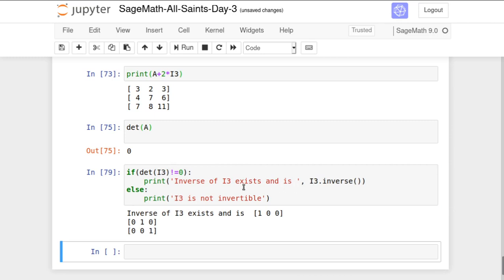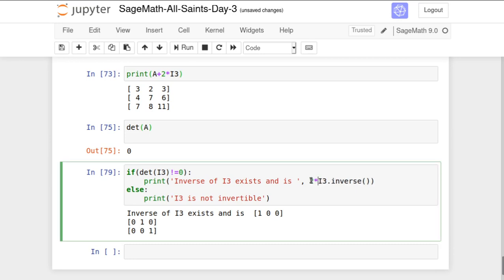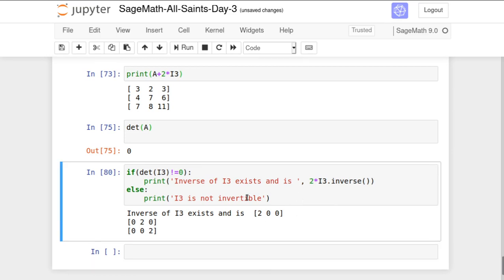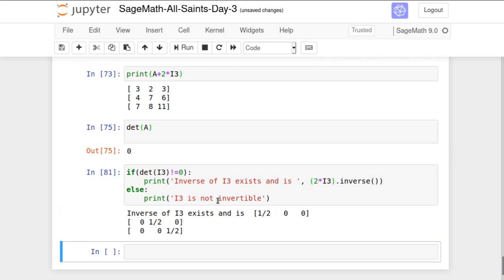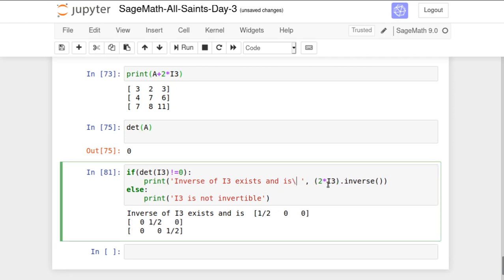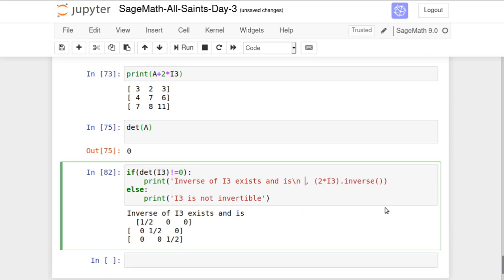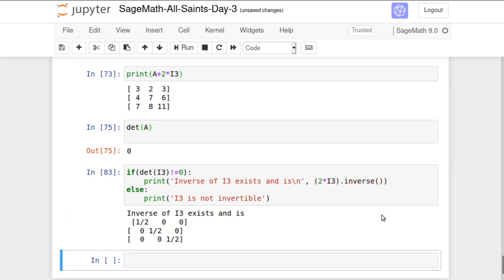On the other hand, we can of course try the inverse of 2 times I3 also, and we will get the inverse of 2 times I3 to be equal to, oh, what is happening? 2 times I3 inverse. Okay, this 2 0 0 is coming on this side. Maybe we can put a new line so that it will appear on the next line. So inverse of I3 exists and is 1 by 2 0 0 0 1 by 2 0 0 0 1 by 2.